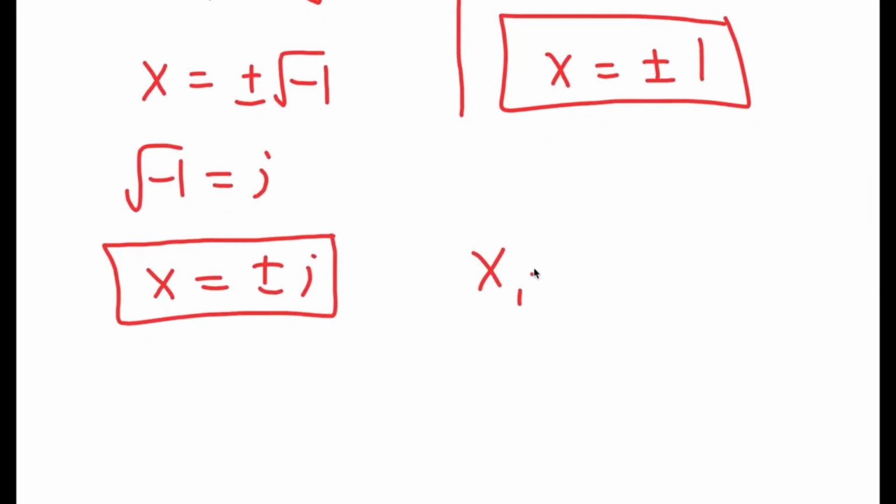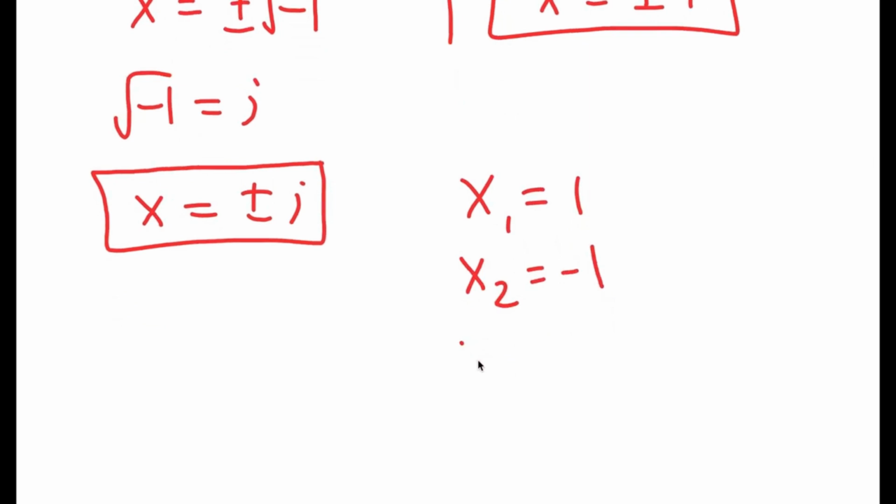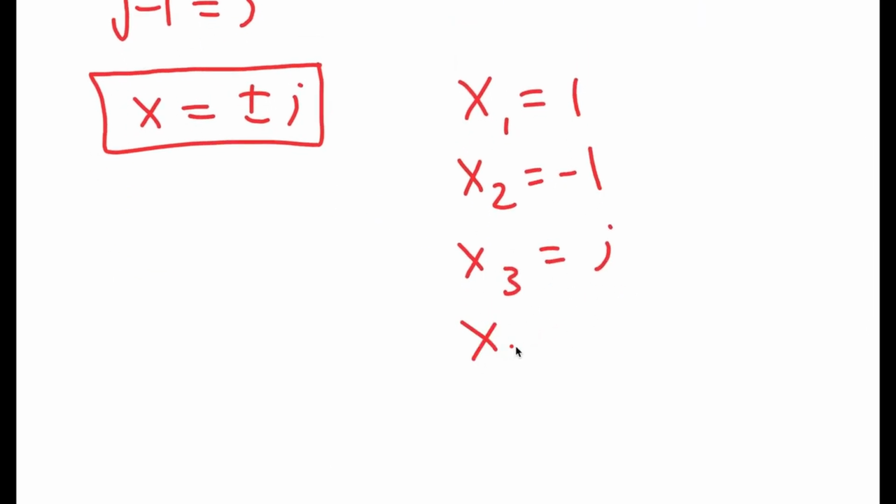So my four solutions to this problem are x equals 1, x equals negative 1, x equals positive i, and finally x equals negative i.